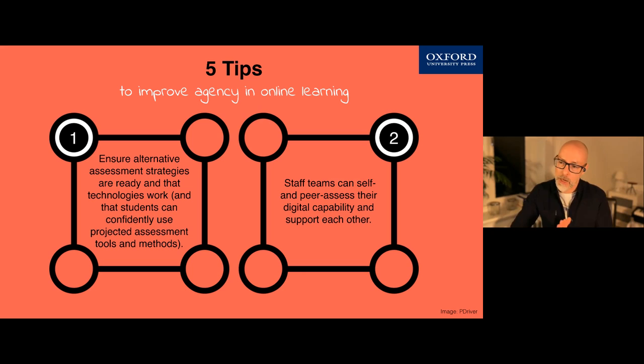You look at your curriculum, you work backwards, and you do constructive alignment to make sure that the end product of the digital learning is aligned with the learning goals of your course or with your particular unit that you're focusing on. Second tip is that staff teams can self and peer assess their digital capability and support each other.